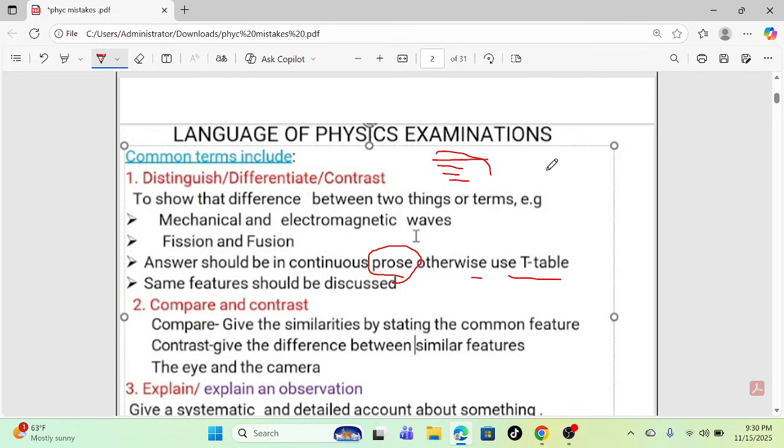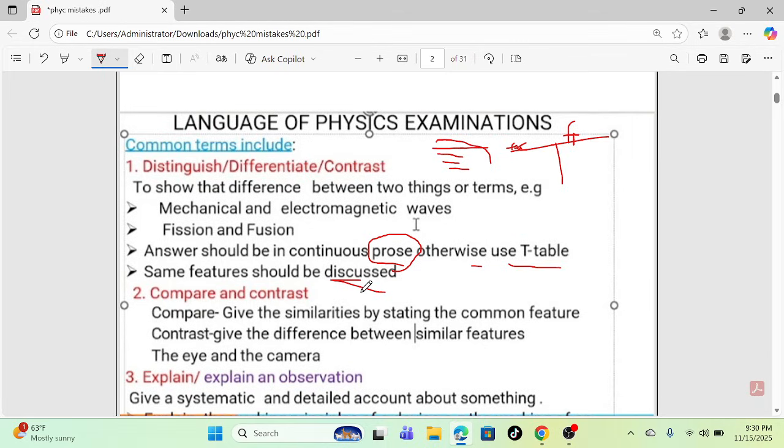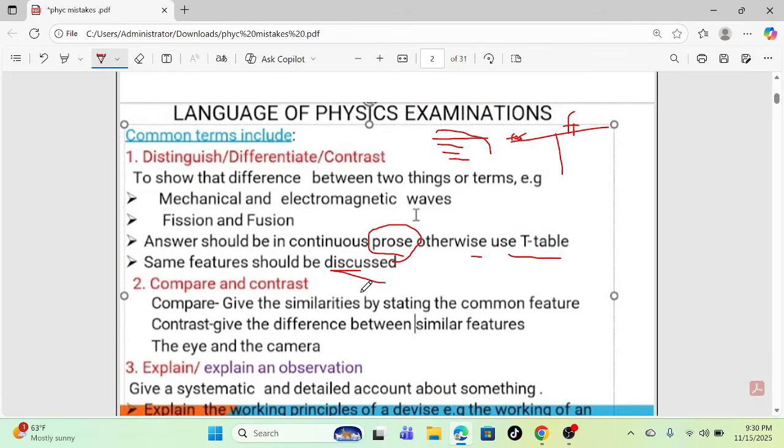A T-table inamaanisha a table with only one line kwa katikati. Then unaandika kama unataka kuandika fusion hii side, na uandike fission hii side. So the same features should be discussed. So unajua lazima useme nini? The similarities and differences. Compare and contrast.